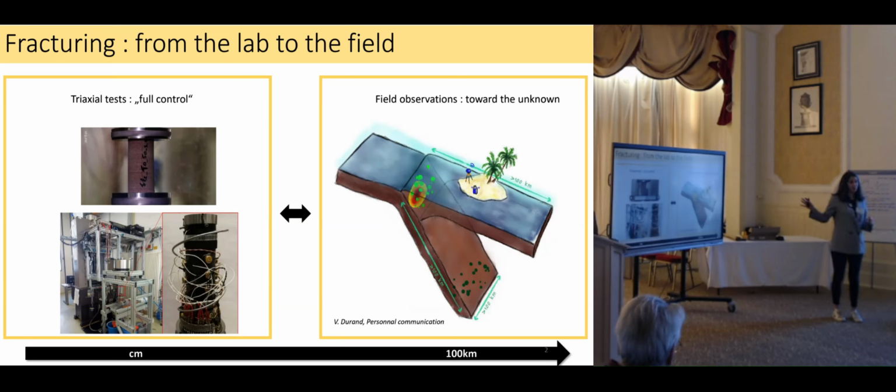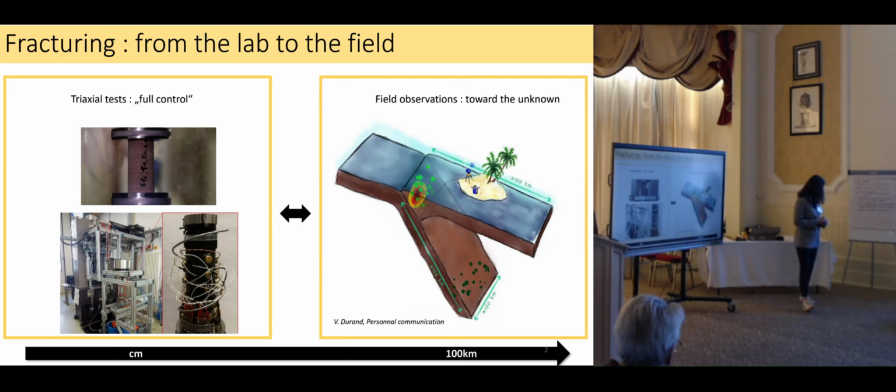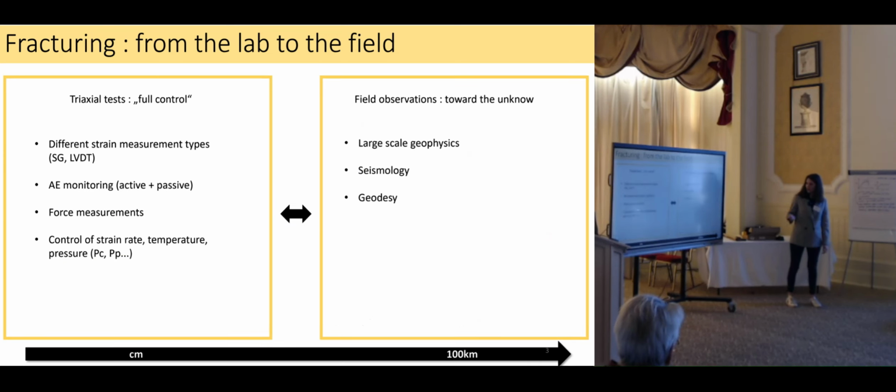On the other end of the spectrum, you have all of the people who are making observations. This is a drawing from a friend of mine who does GPS and seismology. She puts stations around the world to get insight into what is going on around natural fault zones. I guess the goal of everybody is to make sense of the comparison between both, constantly going back and forth between the lab and the field, because both methods have their advantages and we can learn lessons from both.